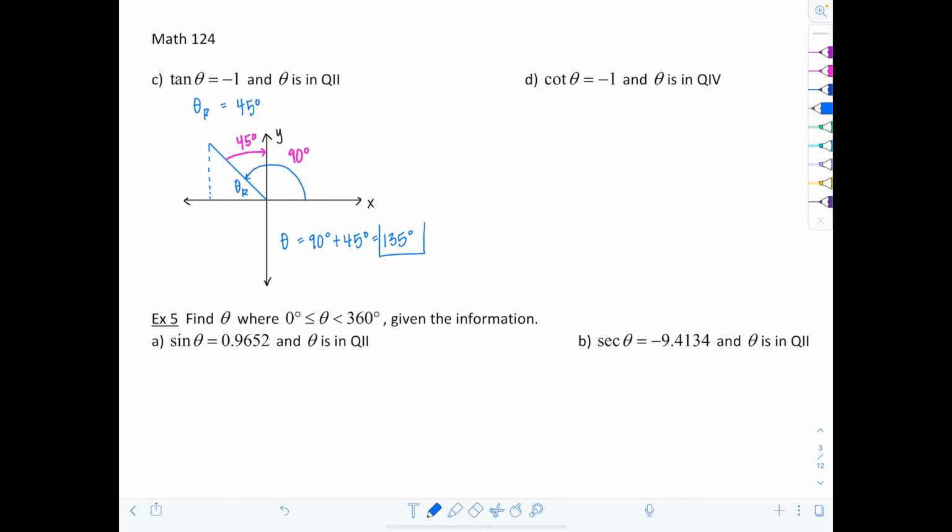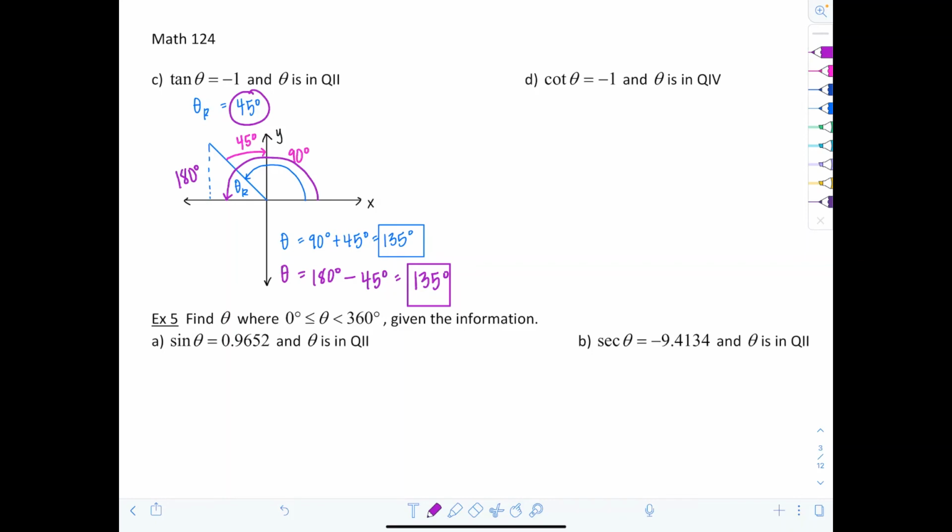Another way to think about it is this. Had you gone all the way to the negative x-axis, that would have been 180 degrees, right? But we didn't. We stopped short 45 degrees. So another way to find theta is to do 180 minus 45, and you still get 135. So either way of looking at it is totally fine. Just do whatever comes naturally to you. If nothing's coming naturally, then just pick one way and learn it.